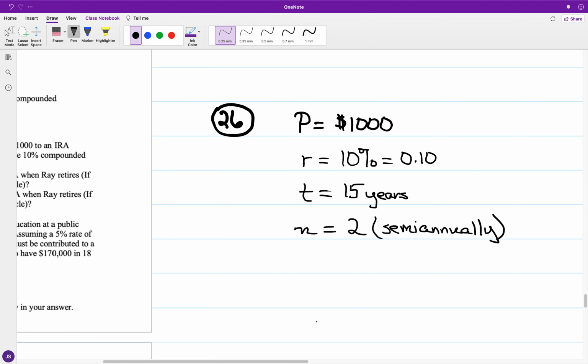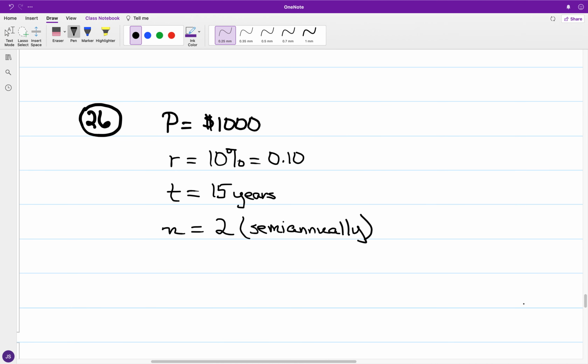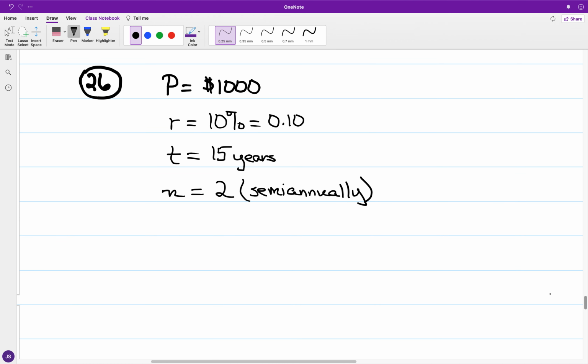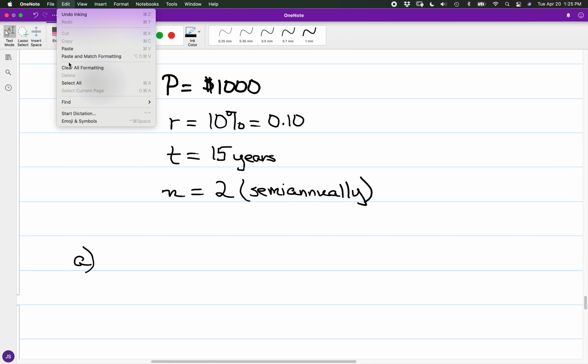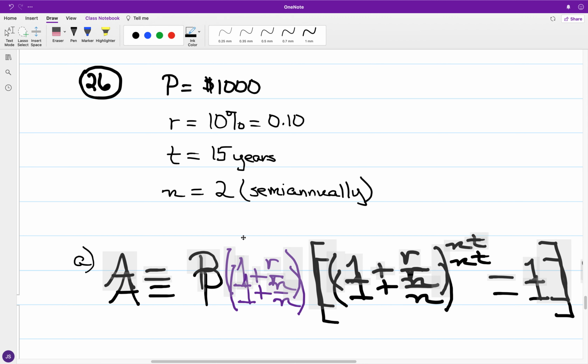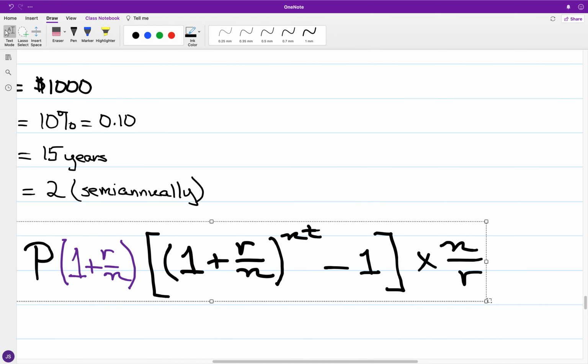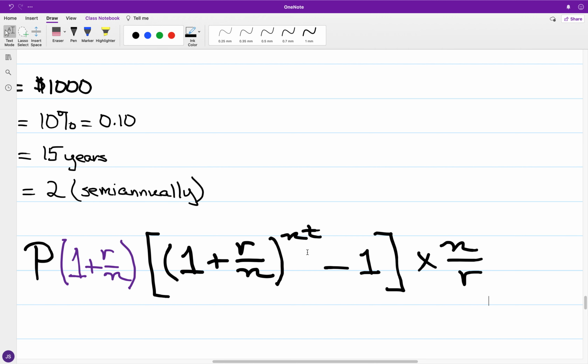Again, we have in part A, we're looking at the minimum value, and this is just the regular annuity formula. To make this into the regular one, I'm still looking at the minimum, so I'm going to take this part out.